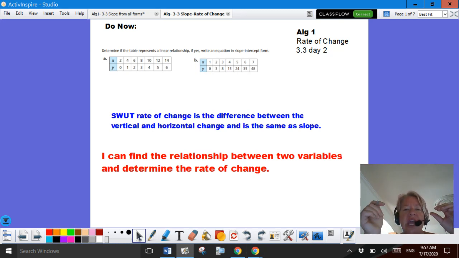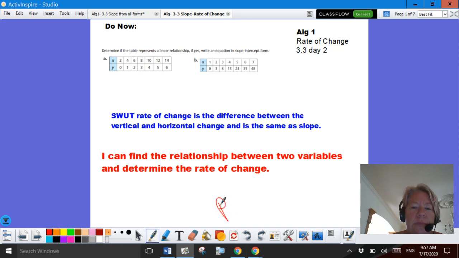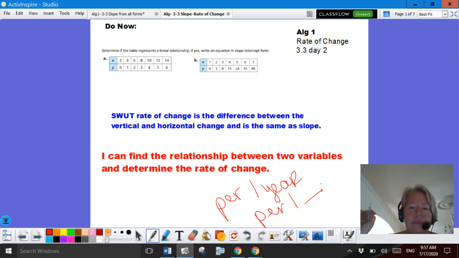So the difference between rate of change and slope is that rate of change is per year. So per 1 year or per one something, okay? So you're always going to divide. And sometimes this ends up being a decimal in the scenario because of what we're talking about, okay?